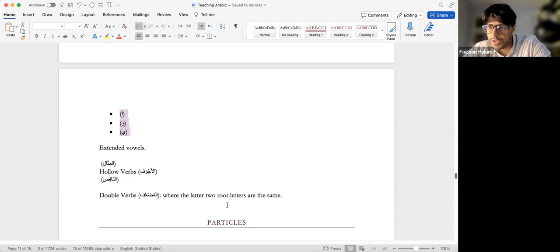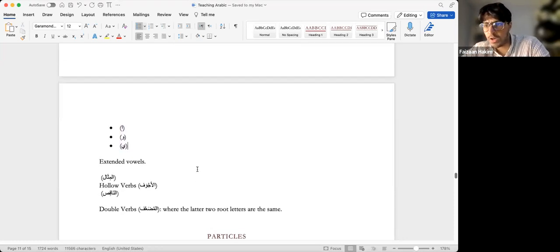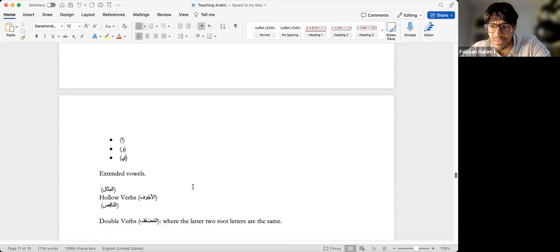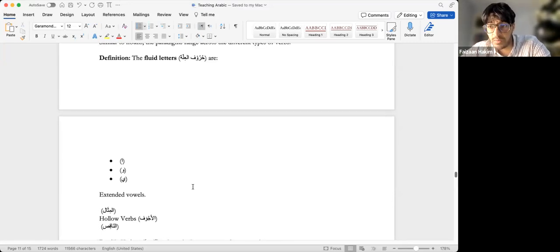For example, wada'a. Wada'a means to put down. The first letter is waw. Waw is a fluid letter, so the beginning of this verb might change. The idea of the fluid letters is that they can change between themselves. A waw can become a ya, it can become an alif, and vice versa. Any one of these can become the other two if the conditions are right. In fact, I can explain what the conditions are very simply. You can have O here, but you can't have U.